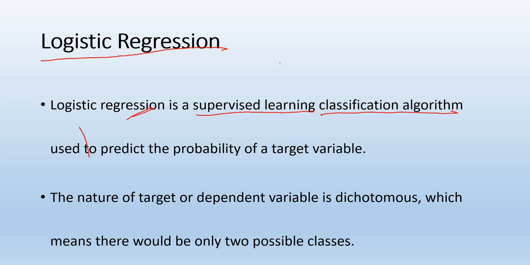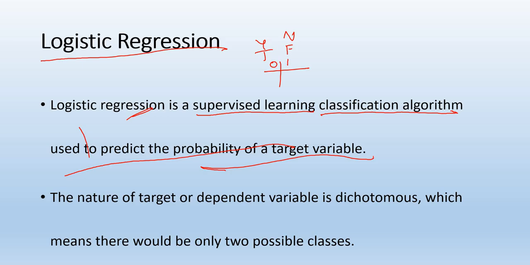So what is the prediction of this classification algorithm? What does the classification algorithm predict? The classification algorithm normally predicts Boolean values, logical values: 0 or 1, true or false, yes or no, etc. So based on what it is going to predict, it is used to predict the probability of the target variable.